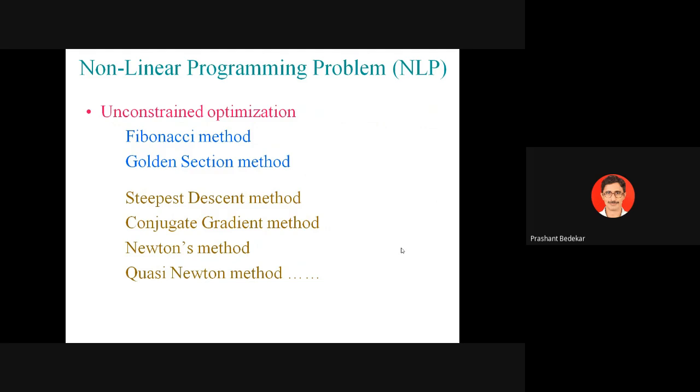So if the problem is an unconstrained non-linear optimization problem, again we have n number of methods available: Fibonacci search method, golden section method, steepest descent method, conjugate gradient method, Newton's method, quasi-Newton method, and so on. The list is long. There are many methods available. Okay.